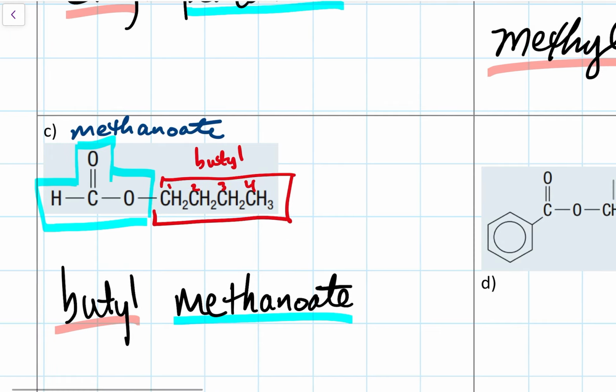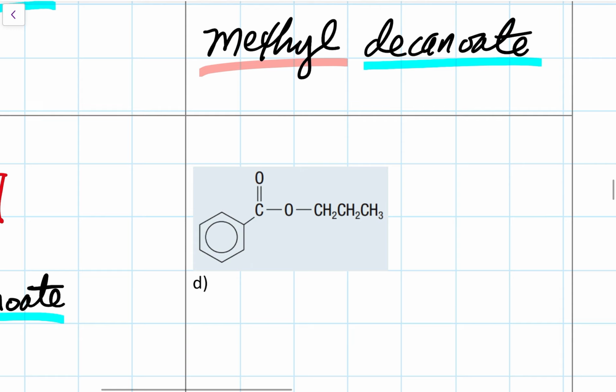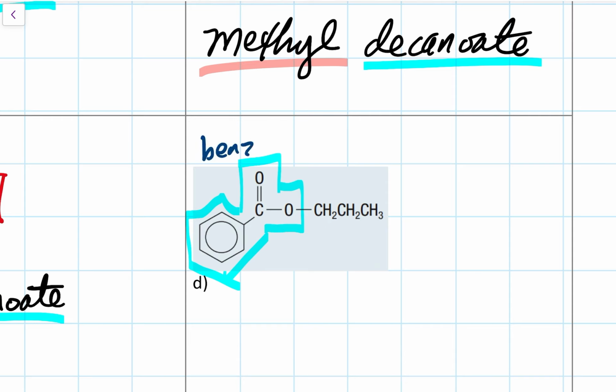But that's fine. Let's zoom over to this one. There's our benzyl deal, benzoic acid. So benzoate. Like that. And that came from benzoic acid. So you should actually be able to just look at these things and go, okay, that's what it came from. So benzoate.